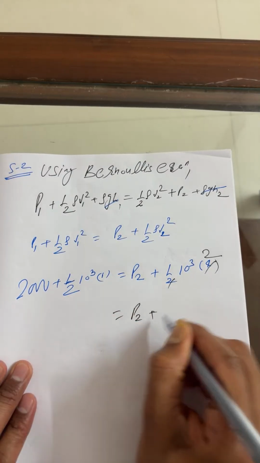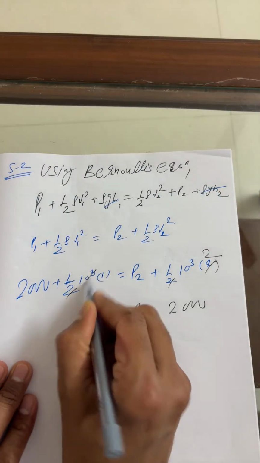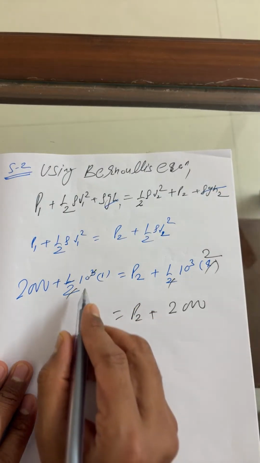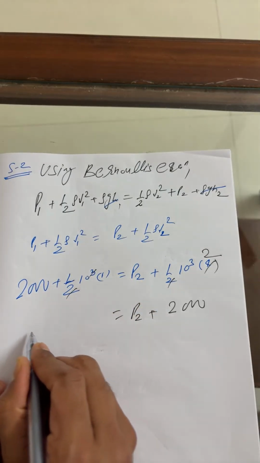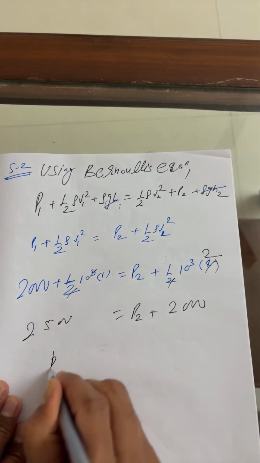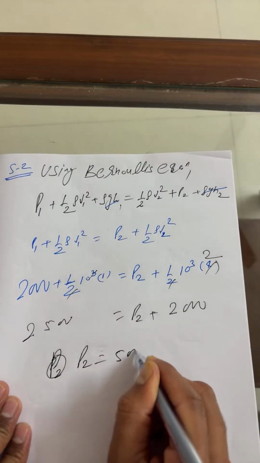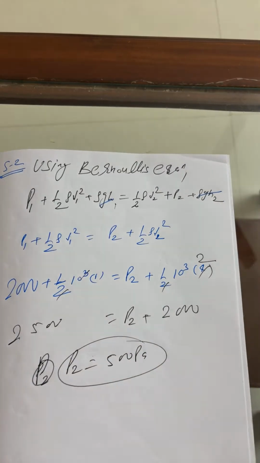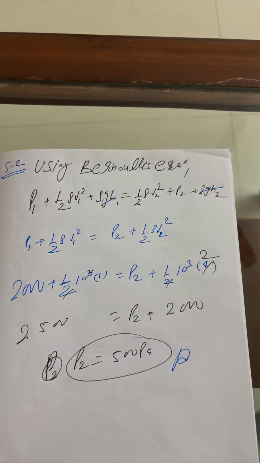So P2 plus, 2000 you can take 2.5 times 10 here, so basically 500, so this is 2500. So P2, you will get 500 Pascal. P2 you will get 500. Okay.